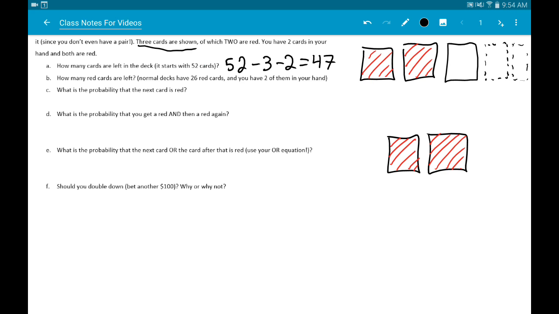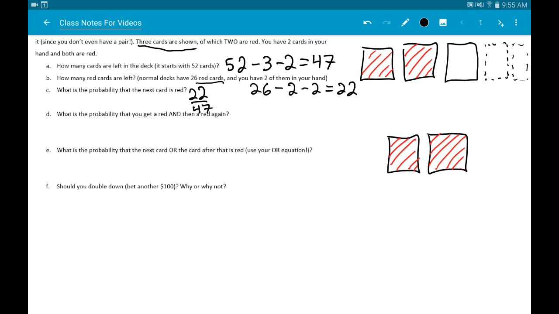How many red cards are left? Well, we start with 26 red cards. And as we can see, there are 4 on the table, or 2 in our hands and 2 on the table. So we should have 22 left. What is the probability that the next card drawn is red? We're just drawing from this pile of 47, and we're interested in those 22 cards, so we do 22 over 47.